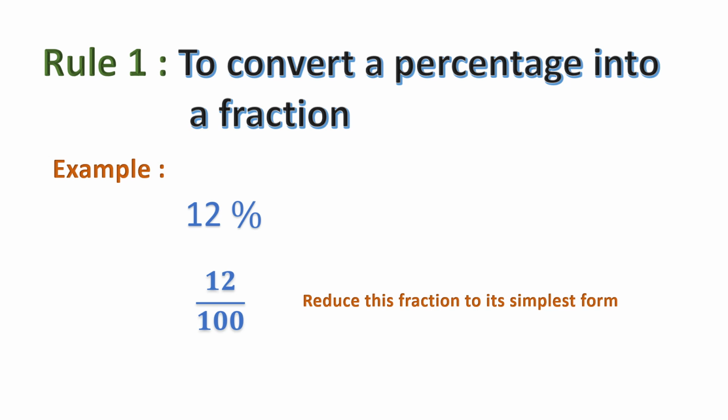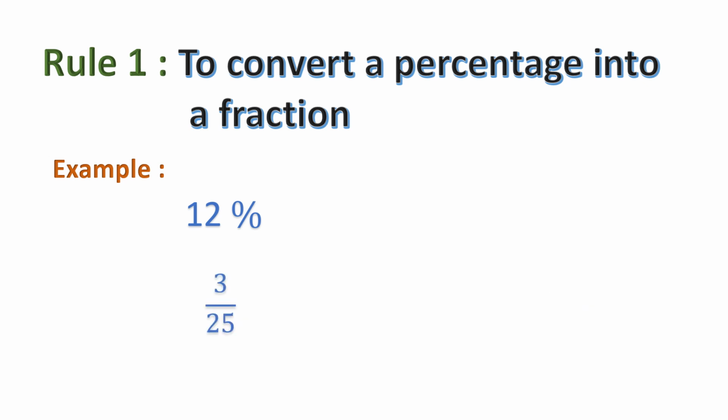So 12 and 100 have so many common factors, but let us take 4. I think that is the highest common factor. 4 times 3 is 12. 4 times 25 is 100. We cannot cancel 3 and 25 again. So our fraction will be 3 over 25.